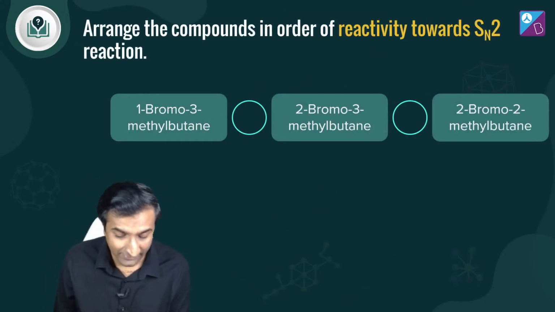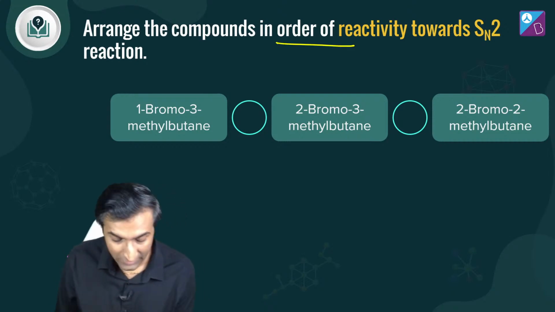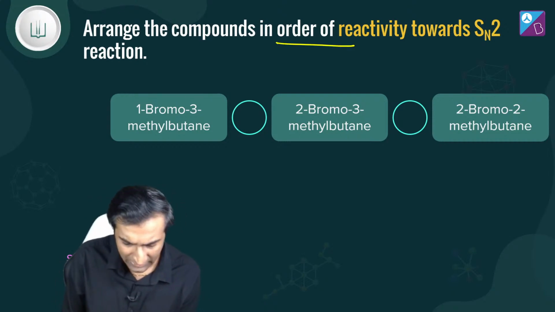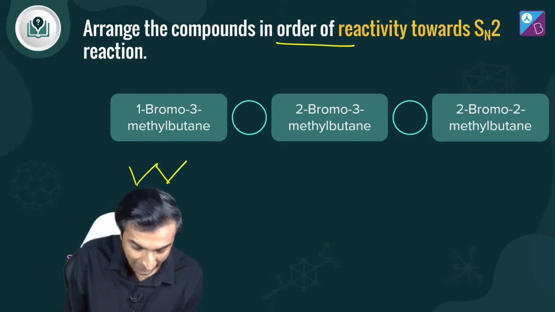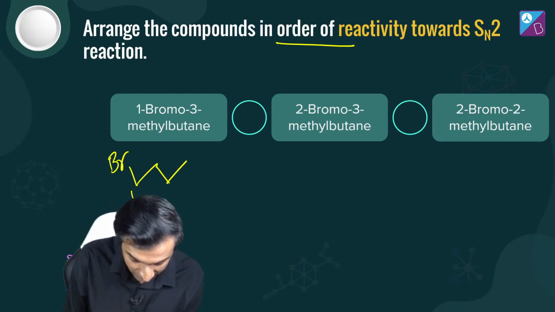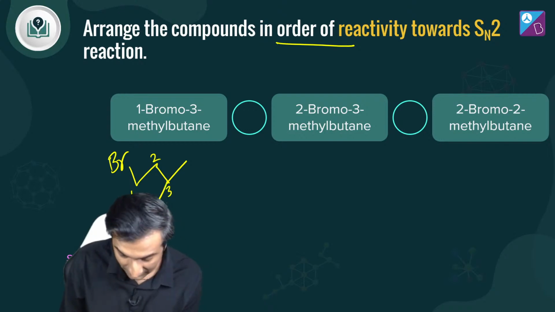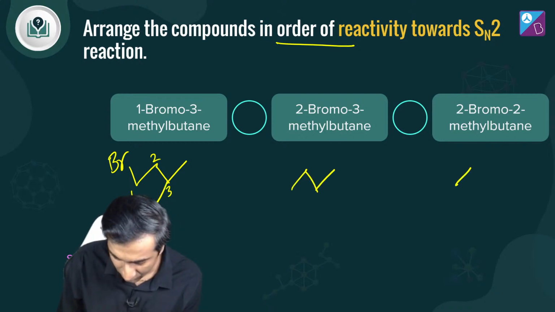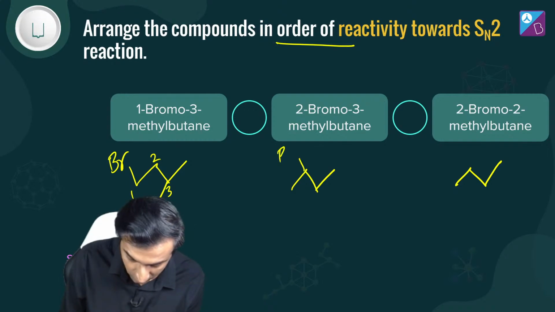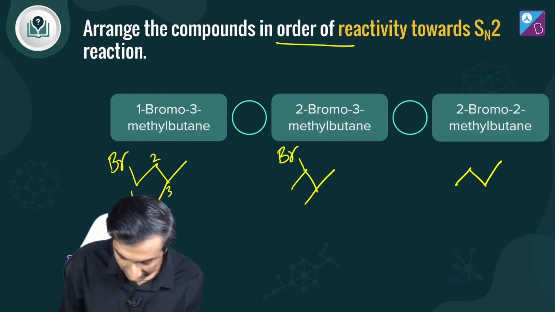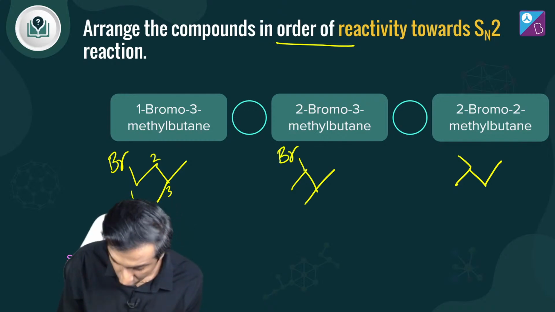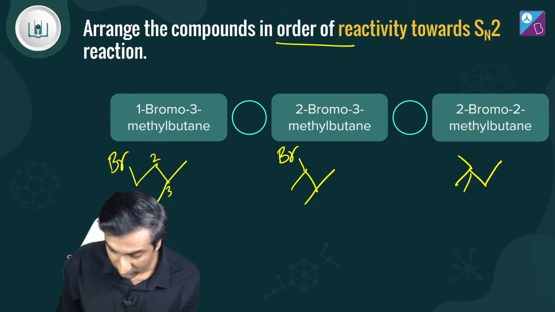Anyway, इस वाले का क्या आंसर है? Arrange the compounds in order of reactivity towards SN2 reaction. 1 bromo 3 methyl butane. इसका स्ट्रक्चर बनाना पड़ेगा. आप लोग आंसर बनाने की कोशिश करो. While till that time I'll draw the structure. 1 bromo 2 3 methyl butane. Okay, 1 2 3 सब ब्यूटेन है. ब्यूटेन बना लेते हैं. 2 bromo 3 methyl butane. Okay, 2 bromo 2 methyl butane.